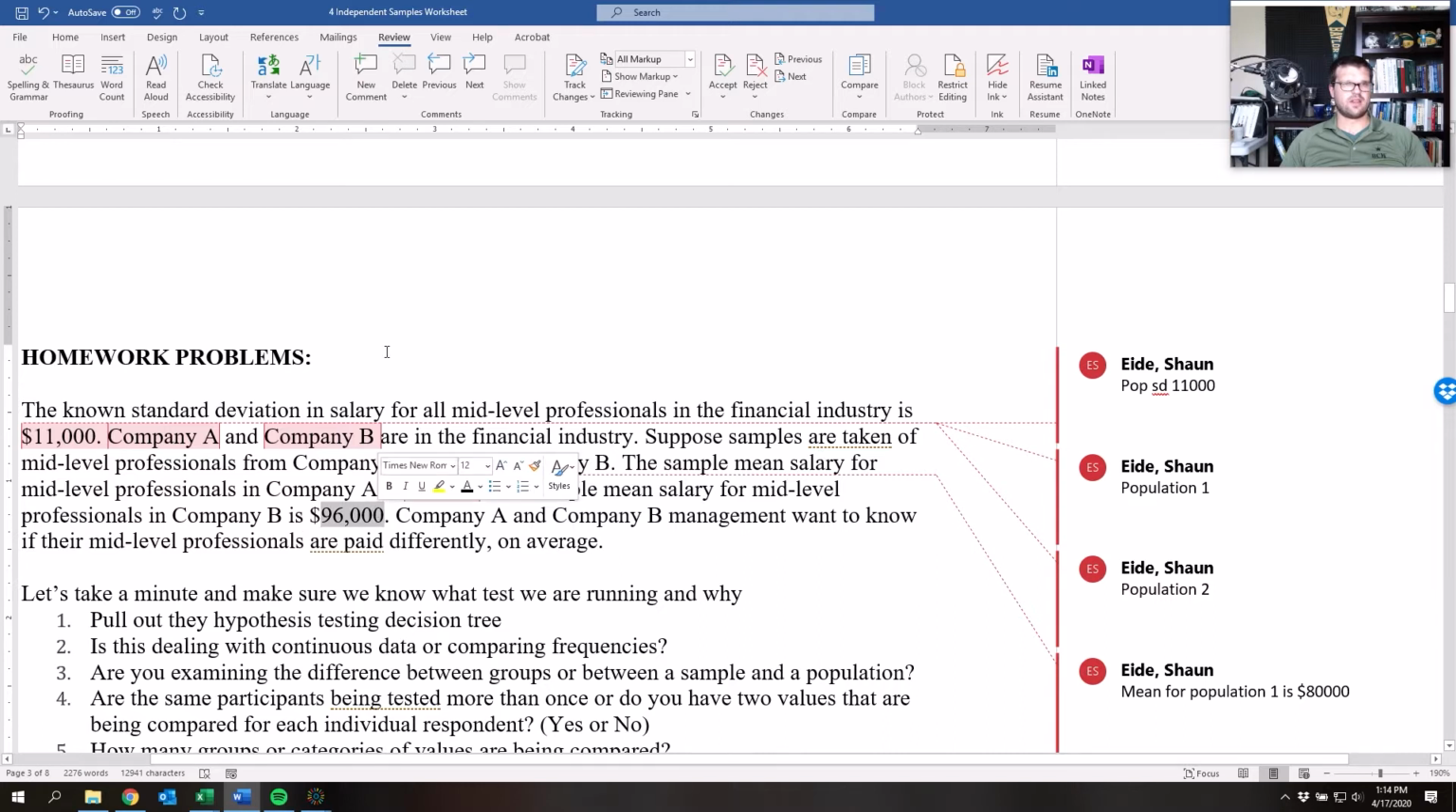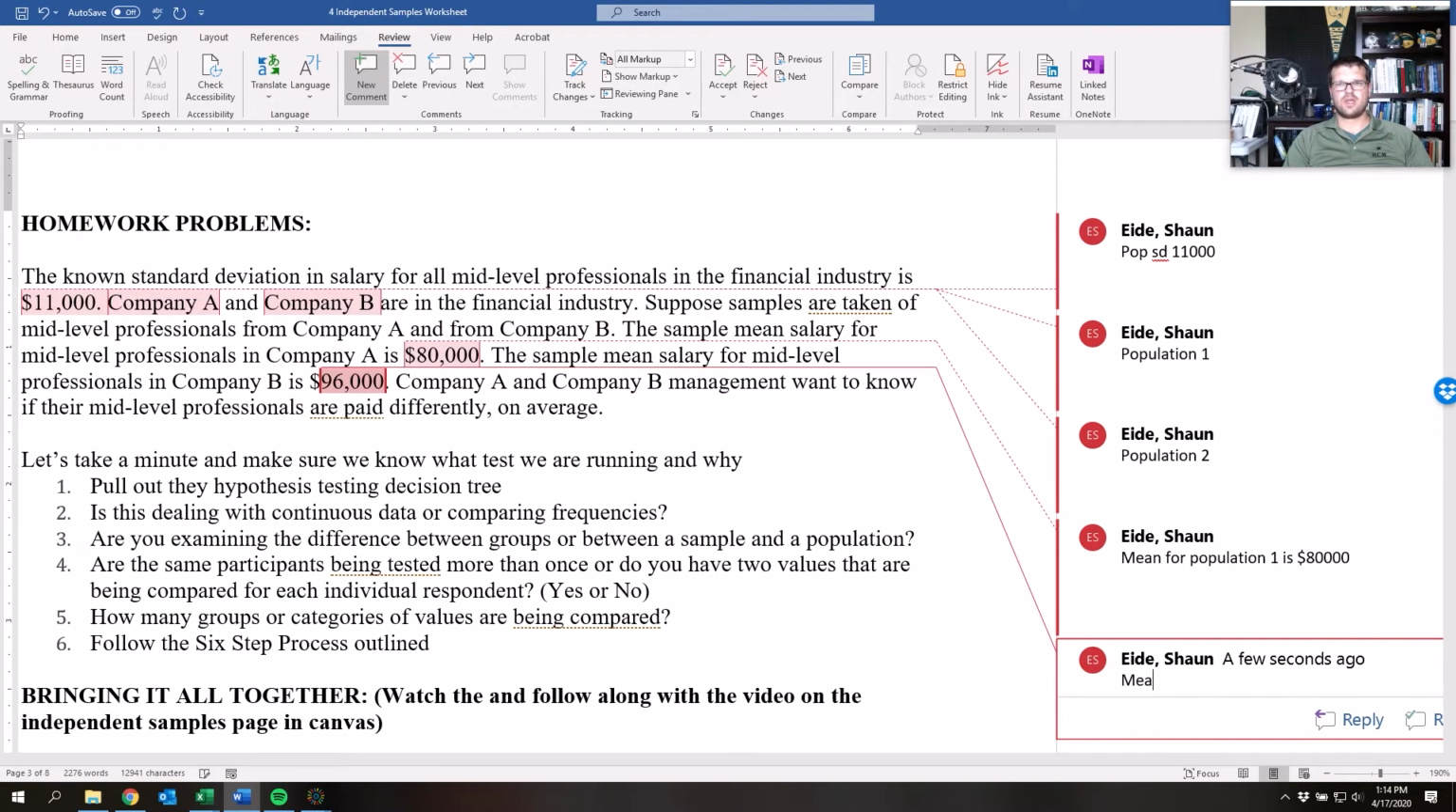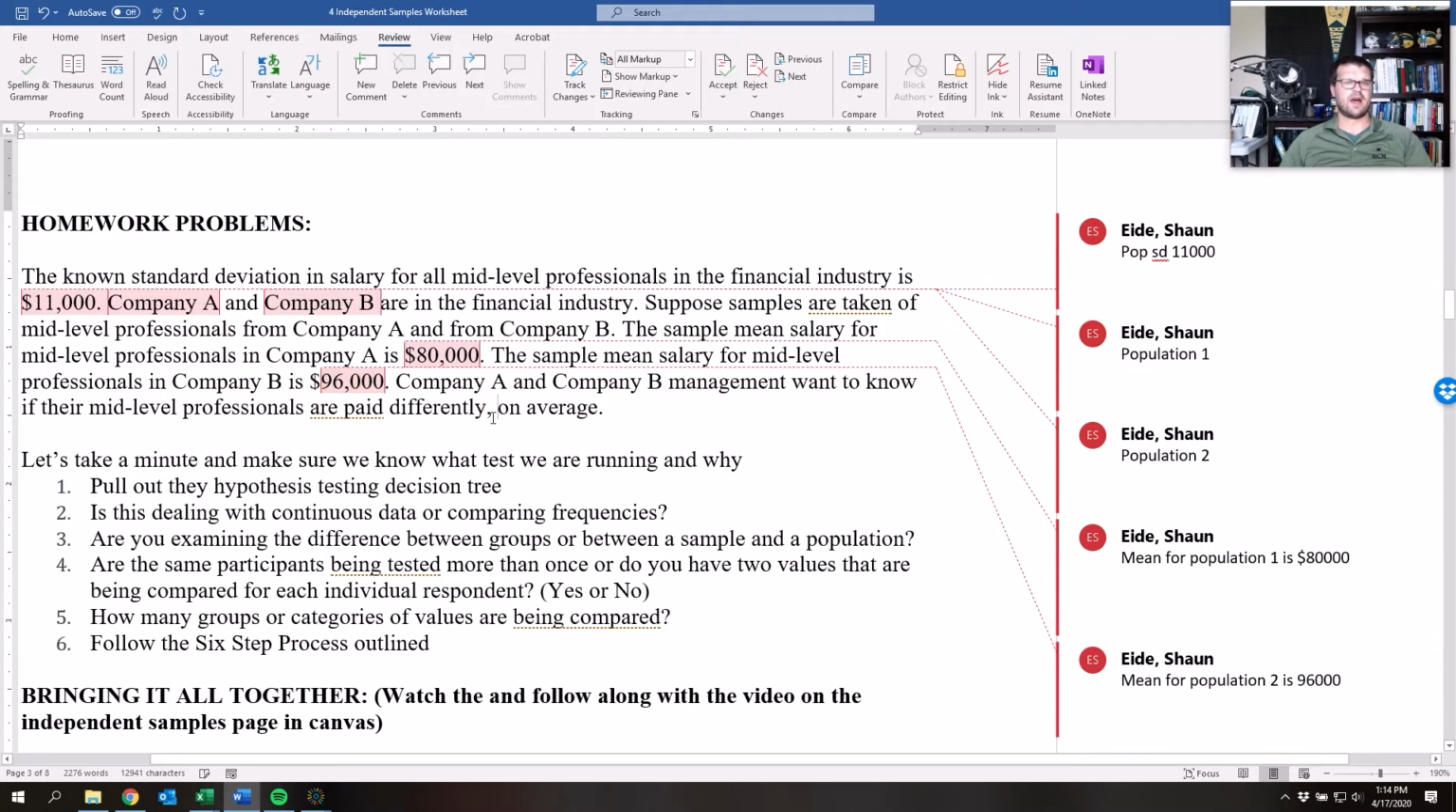The sample salary for mid-level professional company B is $96,000. Okay, so let's highlight this. New comment. Mean for population 2 is $96,000. Company A and Company B management want to know if their mid-level professionals are paid differently on average.